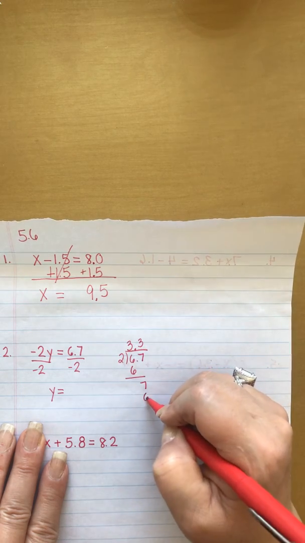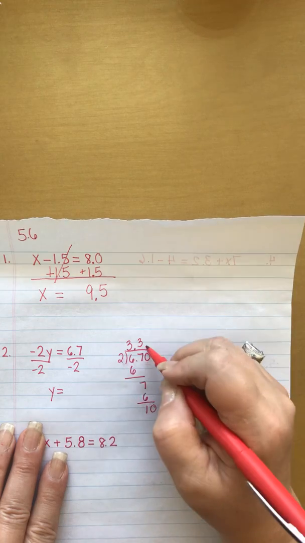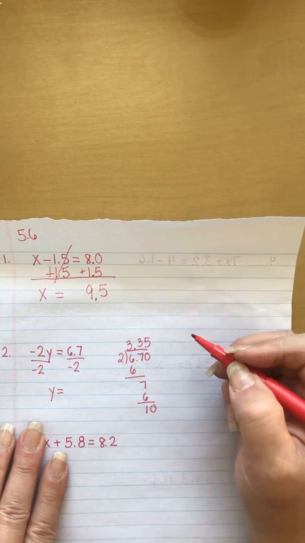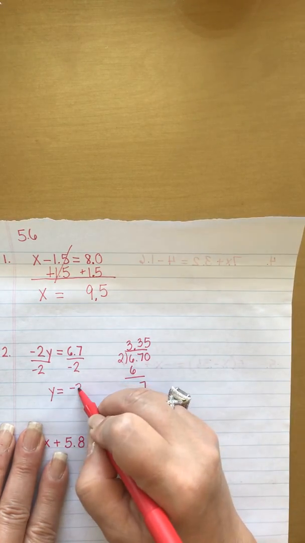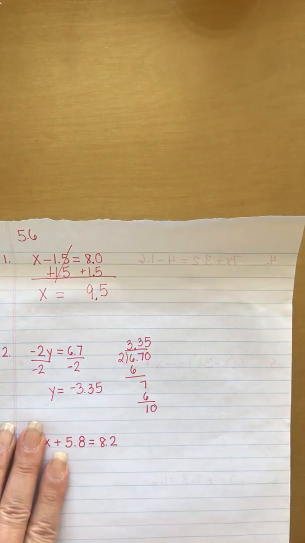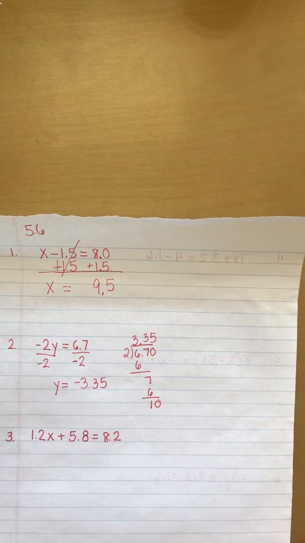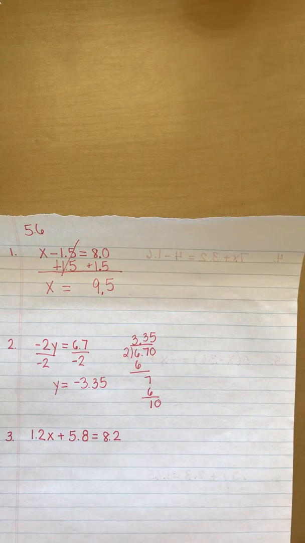So that's 6. Subtract. Bring down a 0. And 2 times 5 is 10. So the answer is going to be negative 3.35. Negative because you're dividing and you have one negative. And you can check this by multiplying negative 2 times that number. You should get 6.7. Next one.